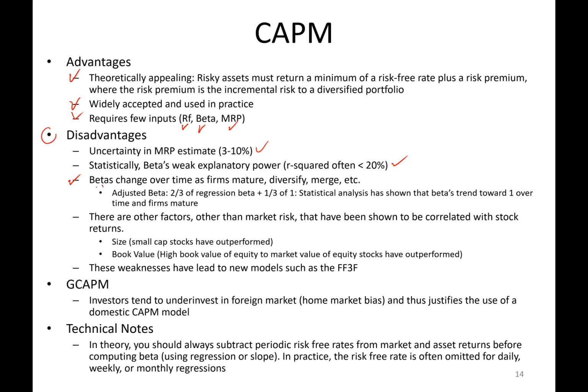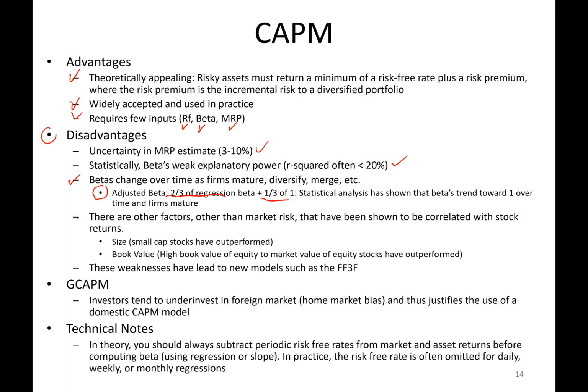One thing that some practitioners do is they have read some studies showing that betas of firms tend to go to 1 as they mature. In other words, as companies get more mature, they behave more like the overall market. Therefore, one thing called an adjusted beta is simply to take the regression beta that we calculated, take 2/3 of that plus 1/3 of 1, and what it does is it pushes your beta towards 1.